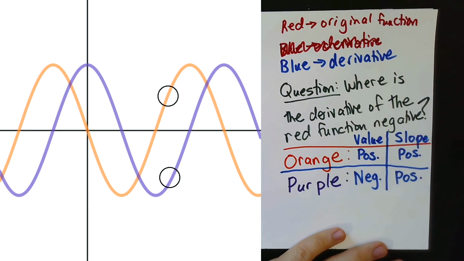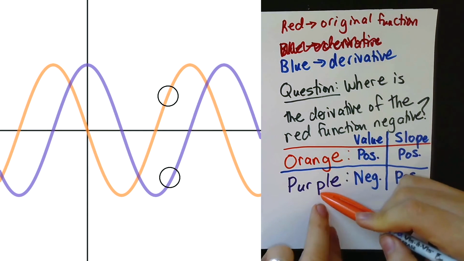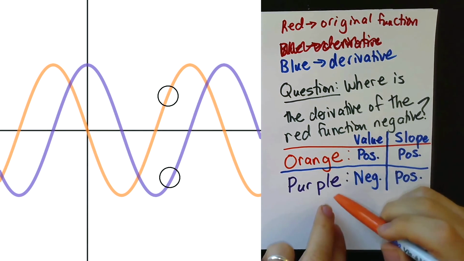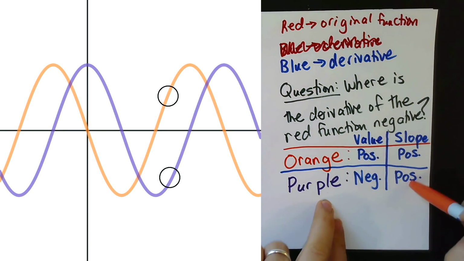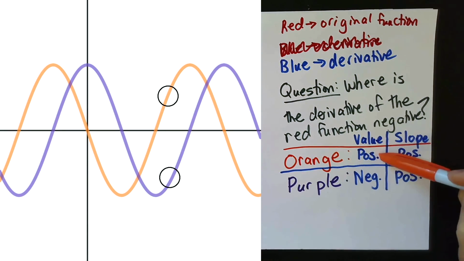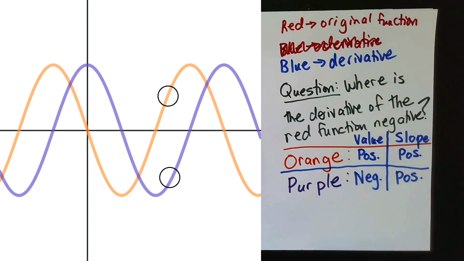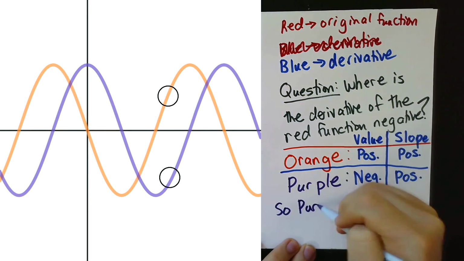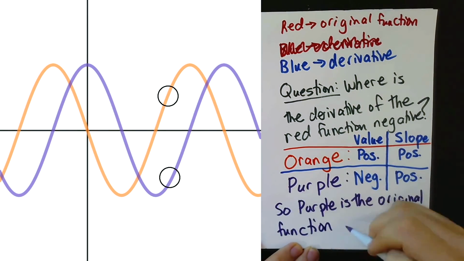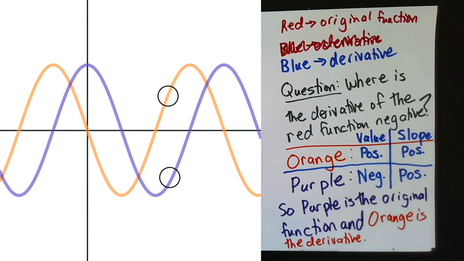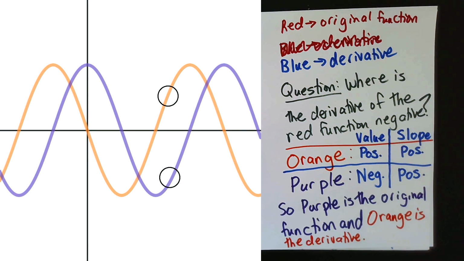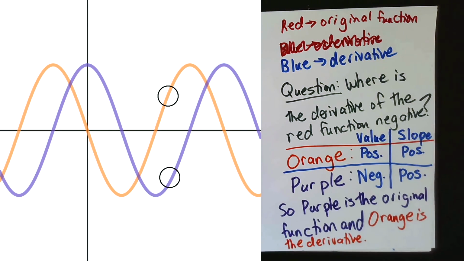Now, if instead purple is the original function, then we would expect the slope of the purple function to match the value of the orange function, and hooray, it does. So our conclusion then is that purple is the original function, and then orange is the derivative. That's all for now. In the next video, we're going to talk about how to sketch a graph of the derivative if I give you a graph of the original function.